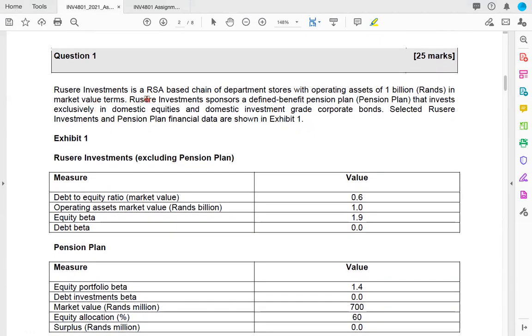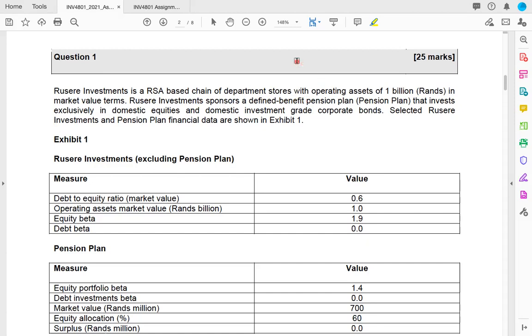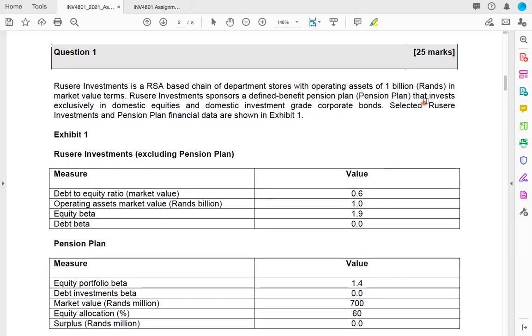Ruseri Investments is a RSA-based chain of department stores with operating assets of 1 billion in market value terms. Ruseri Investments sponsors a defined benefit pension plan. I'm sure we know what a defined benefit pension plan is now. We pool all the money of employees into one pot and then we invest that money, and then us as a company agree to pay certain defined benefits calculated based on certain formulas to the employees when they retire.